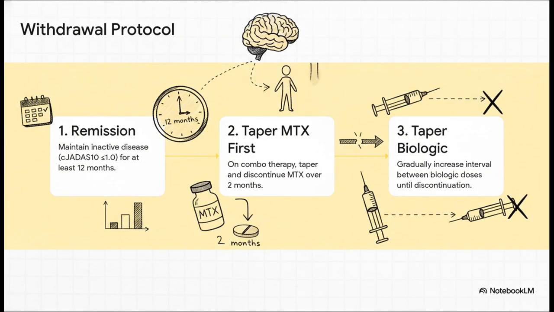For patients in sustained remission, the guideline outlines a very clear sequential protocol for treatment withdrawal. First, the patient must maintain inactive disease, a CJ-10 of 1.0 or less, for at least 12 months. Second, if they're on combination therapy, you taper and discontinue the methotrexate first, over a 2-month period. Only then should you begin to taper the biologic DMARD by gradually increasing the dosing interval.